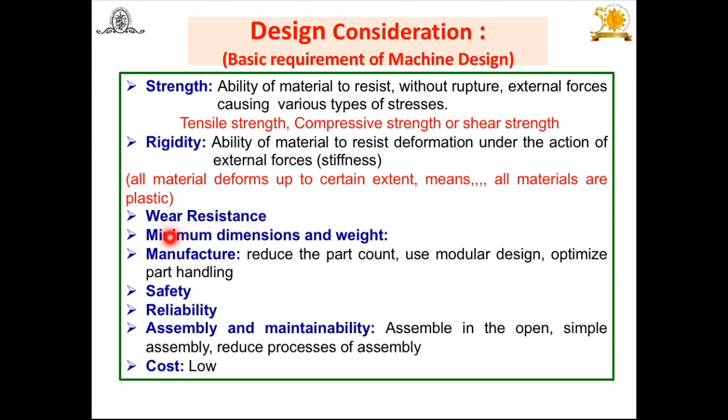Therefore, surface hardening of the material is very necessary to have a proper wear resisting property. Then minimum dimensions and weight. Along with sufficient strength and rigidity, that element should have a minimum weight. Why minimum weight and dimension? Because it is going to reduce the cost of that element.